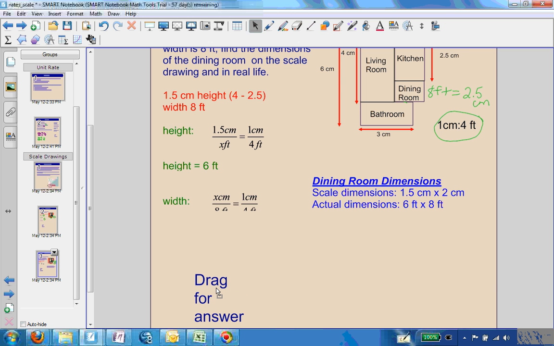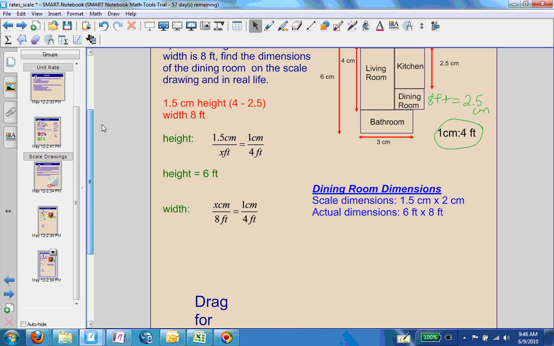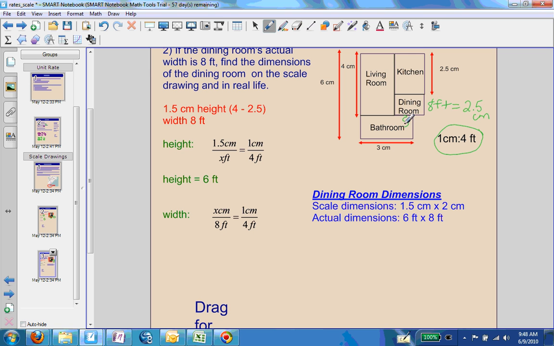Then we're going to work with the width. We know that the width is 8 feet. I put the width in the wrong place, I'm sorry. We know that the width is 8 feet. So we have the scale 1 centimeter equals 4 feet, and we want to know how many centimeters is going to equal 8 feet. Let's cross multiply and solve, and the width is 2 centimeters.